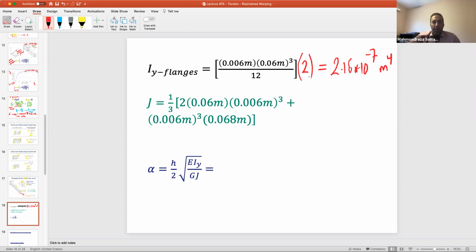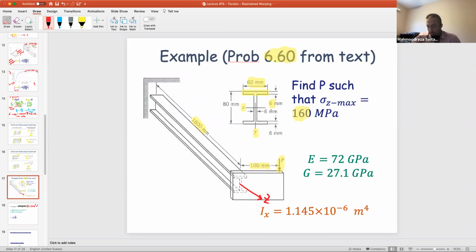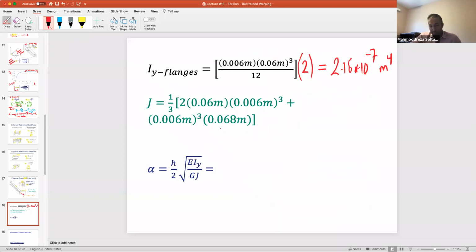Then let's find the torsional constant. The torsional constant, as we have learned, is one third of basically the height times width to the power of 3. So how can we find it? You have 2 flanges, so width times thickness, because the smaller one goes to the power of 3, right? Plus, then we look at your web. Your web is 6 millimeters in thickness and 80 in height, right? So the smaller one goes to the power of 3.